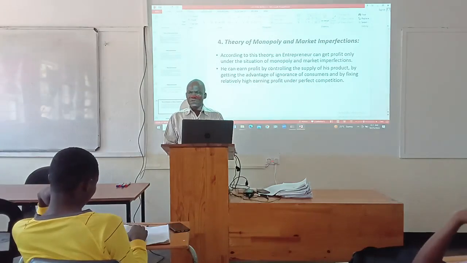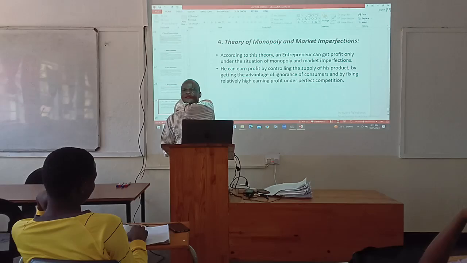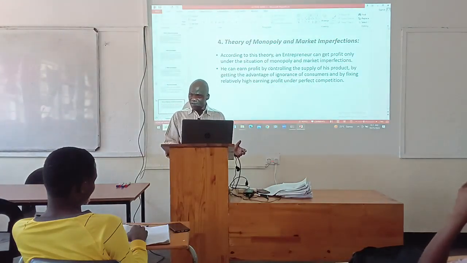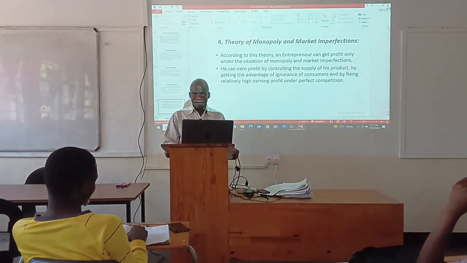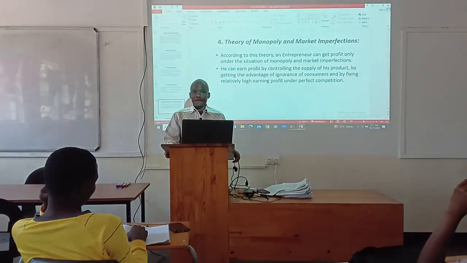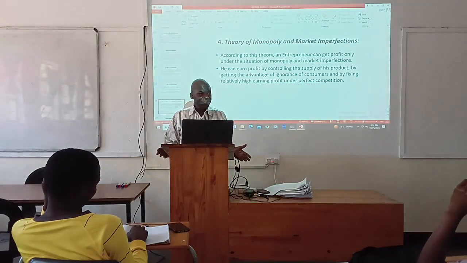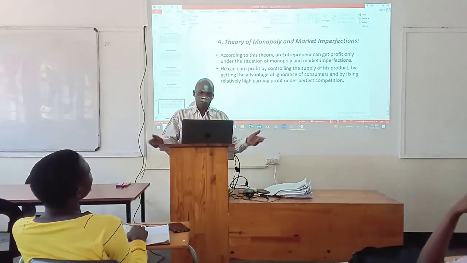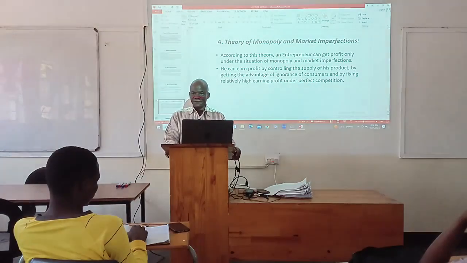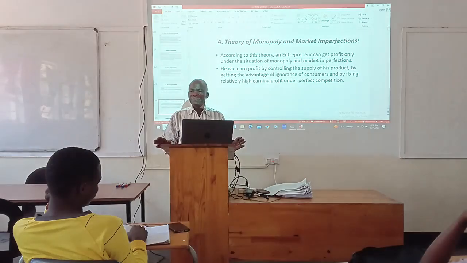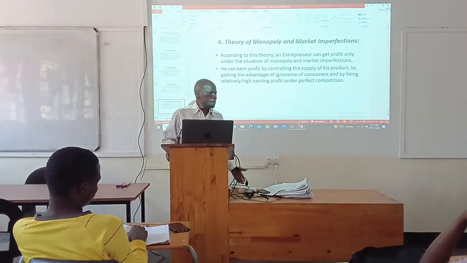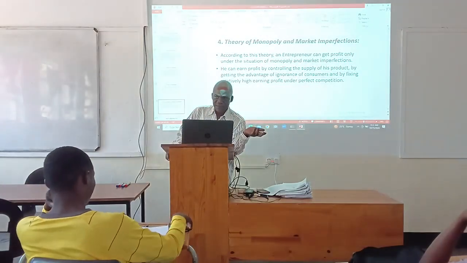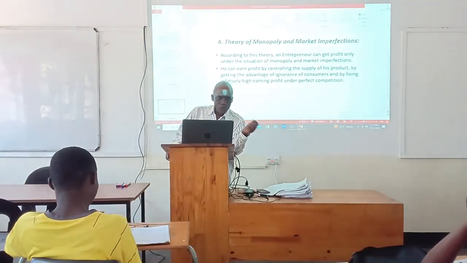Then we had the fourth theory. This was, you have the power. Remember, we said, if you have the power to control P, if you are the only producer, for example, we can explain profit as being because you have the power. You are in a monopoly. You are the only one. Or when the market is generally not perfect, an imperfect market. One good example is if there is a barrier to entry and exit. So you will be the only one in there, or just a few of you.